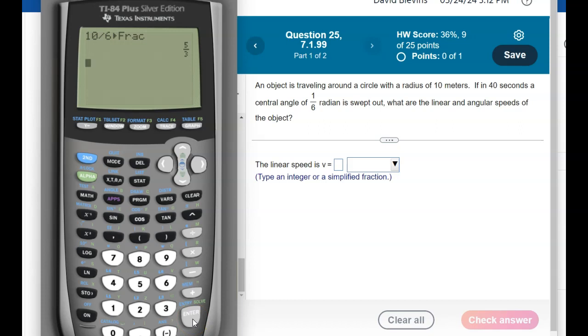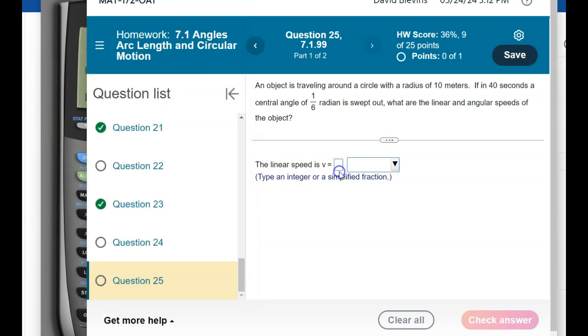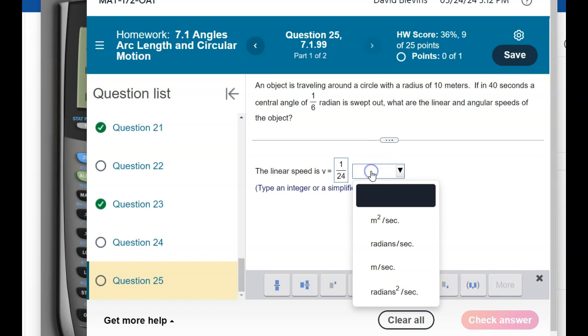So I'm going to take that 5/3 and put it in parentheses, so 5/3 meters in 40 seconds. It says an integer or a simplified fraction, so I need to switch this back to a fraction. That's a decimal, so I need to switch it, math 1, back into a fraction. That's 1/24th of a radian per second. I'm going to put 1/24th there, and then the units are 10 meters. That'll be meters per second.